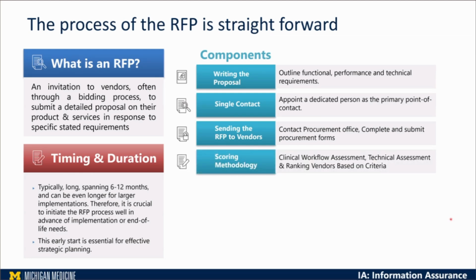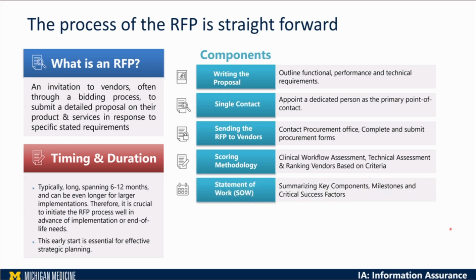So scoring methodology is extremely important. That's going to score the clinical assessment and the technical assessment. You need to have some ranking criteria. Finally, one of the things you need to put in the SOW, or statement of work, is a summary of all the key component milestones and the critical success factors for it.